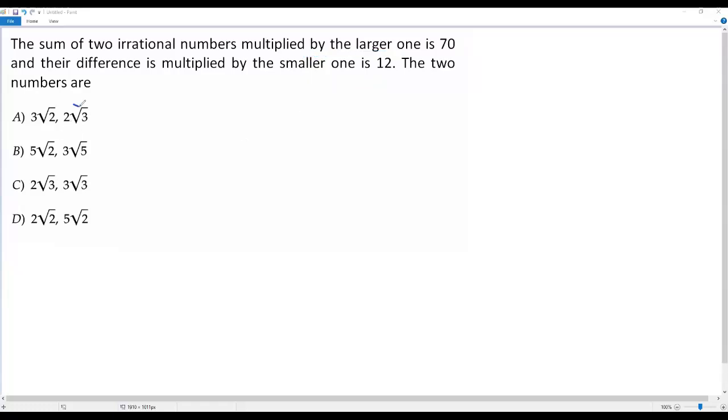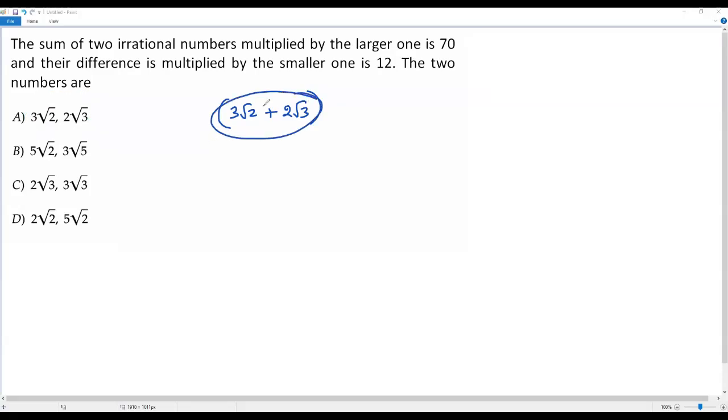Now let me consider the two irrational numbers in answer choice A. There is 3 square root of 2 and 2 square root of 3. According to the first instruction, we have to find the sum. Sum means we have to add them. Now this sum has to be multiplied by the larger one. In the given two irrational numbers, we have to consider the one which is larger. It has to be multiplied by this sum.